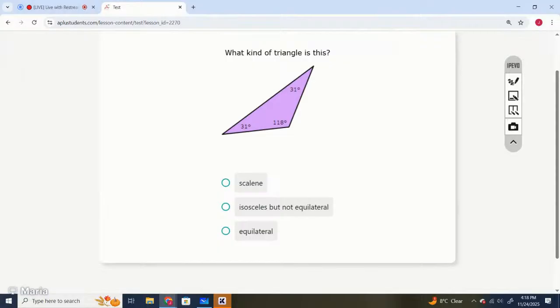What kind of triangle is this? That is the scalene triangle because all the angles are different in measurement. So scalene triangle it is. Not scalene. Oh, two of the angles are equal. That is isosceles but not equilateral. Option number two is the correct option.